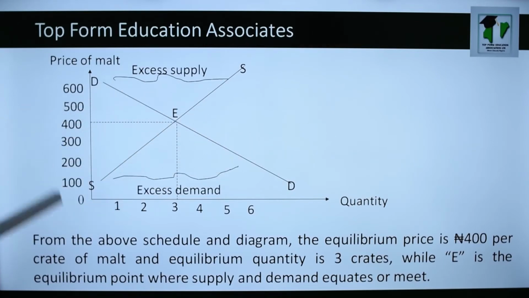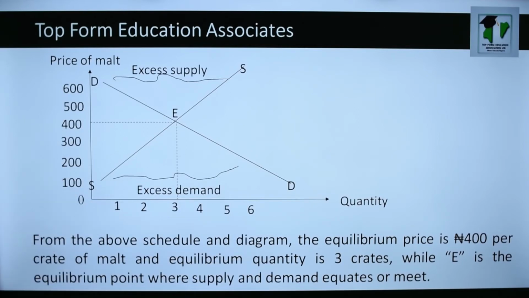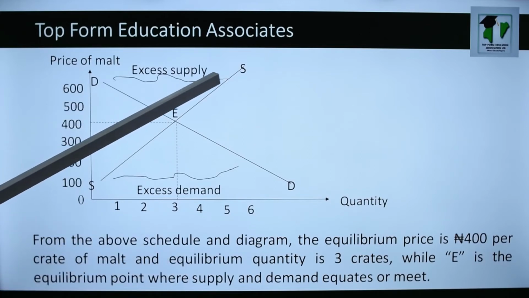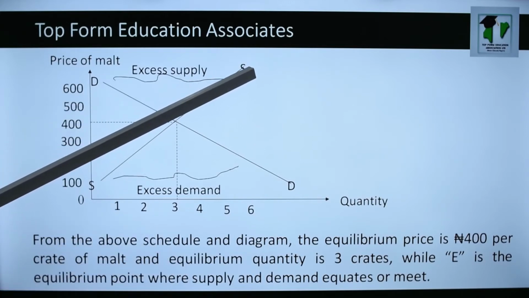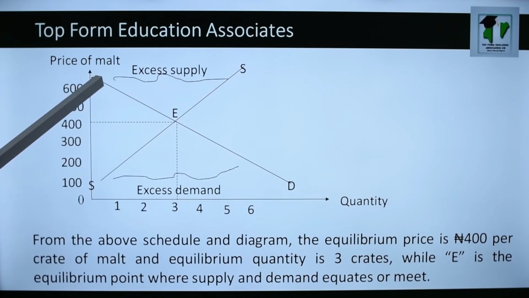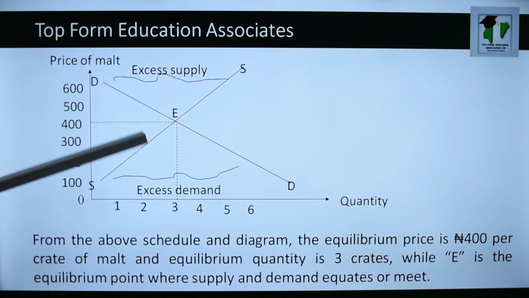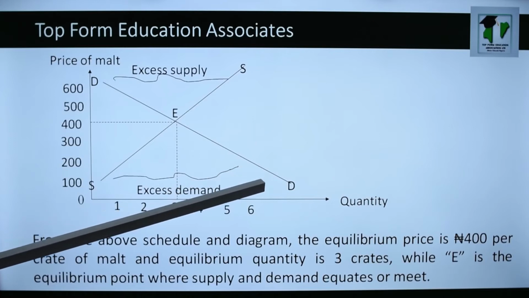This one is the curve, demand equilibrium price and equilibrium quantity. So we have 400 naira as equilibrium price, while equilibrium quantity is 3 crates of malt. Above the equilibrium, suppliers will want to supply more because price is higher, while consumers will demand less. So because of that, we have excess supply above the equilibrium. But below the equilibrium, we have excess demand.